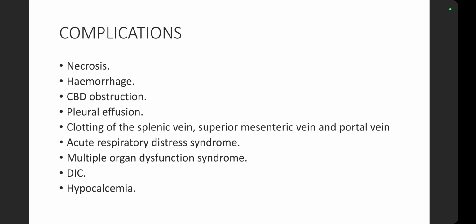These people are going to have complications such as necrosis, hemorrhage, CBD obstructions, pleural effusion, clotting of the splenic vein, superior mesenteric vein, and also portal vein, acute respiratory distress syndrome, and also multiple organ dysfunction syndrome, DIC, hypocalcemia.